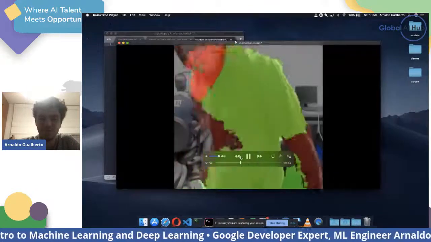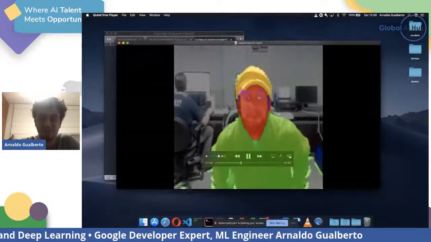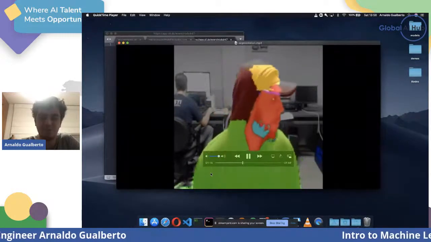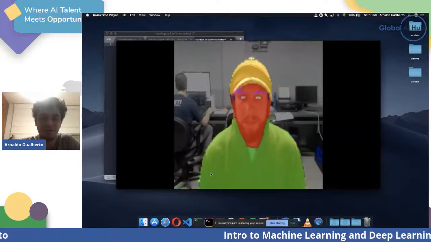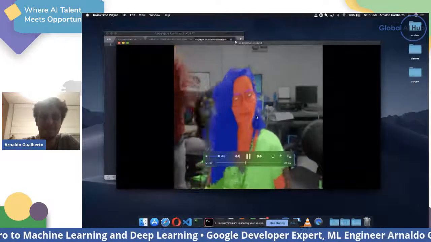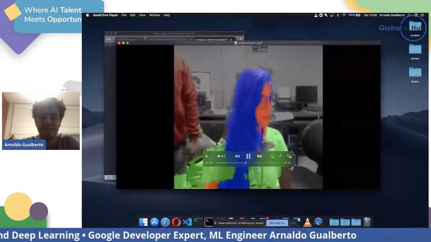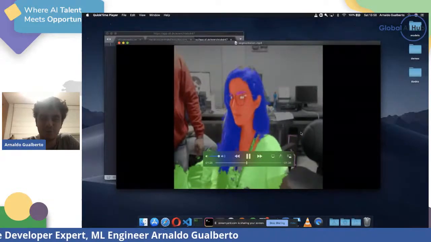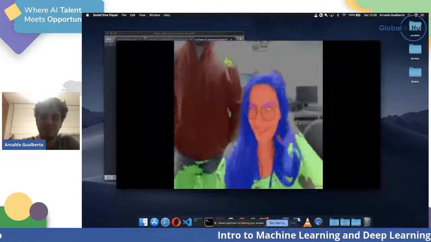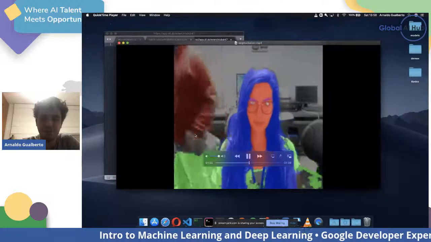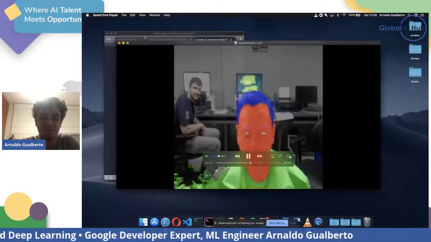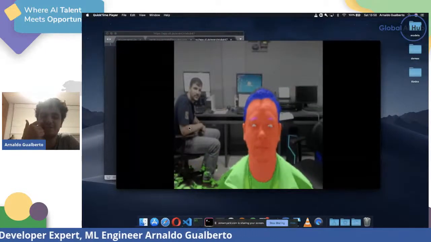Of course there are some wrong segmentations, but if you think that we trained this model using only 700 images, I think we achieved a very good result. And something important to say is that none of these people showing into the camera has been seen by the model in the training phase. None of these people was ever seen by the model, and I think the result was very good.